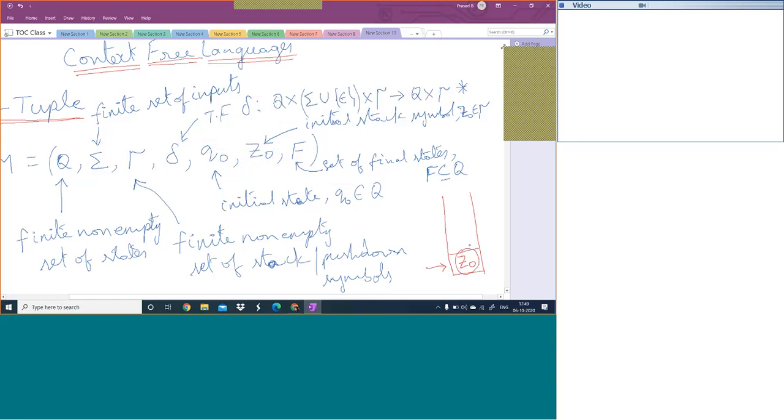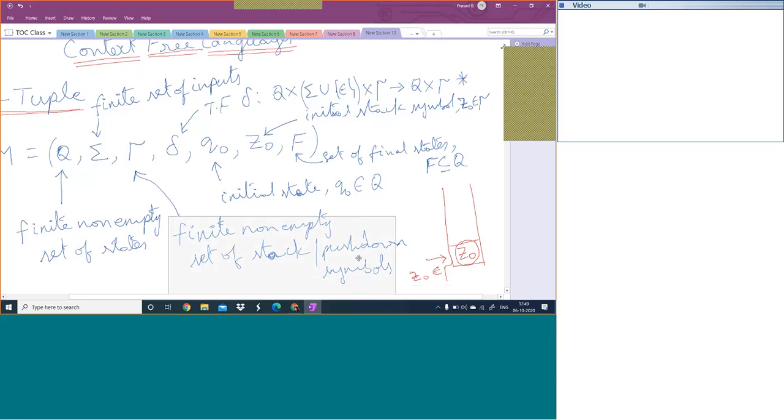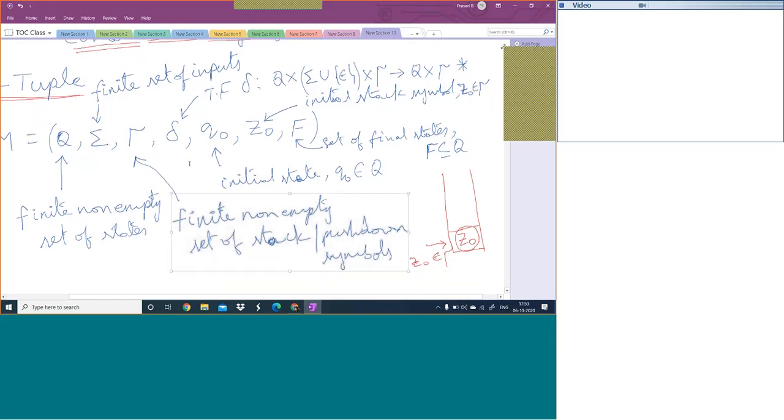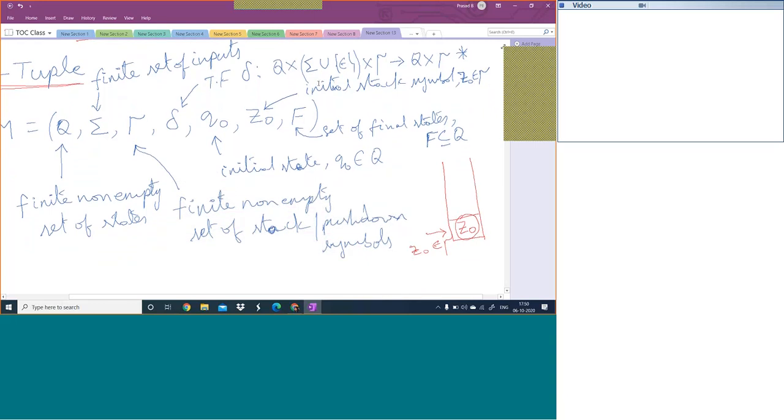So every time when the machine starts, there will be only one symbol in the stack. That symbol is nothing but the initial push down symbol or initial stack symbol. And this initial stack symbol is one of the symbols from tau. That is the reason tau is finite non-empty. So tau is a set of stack symbols, so Z0 belongs to tau. That is the reason at minimum Z0 will be there. That is the reason tau is non-empty. So this is the initial stack symbol and it is one of the symbols from tau.